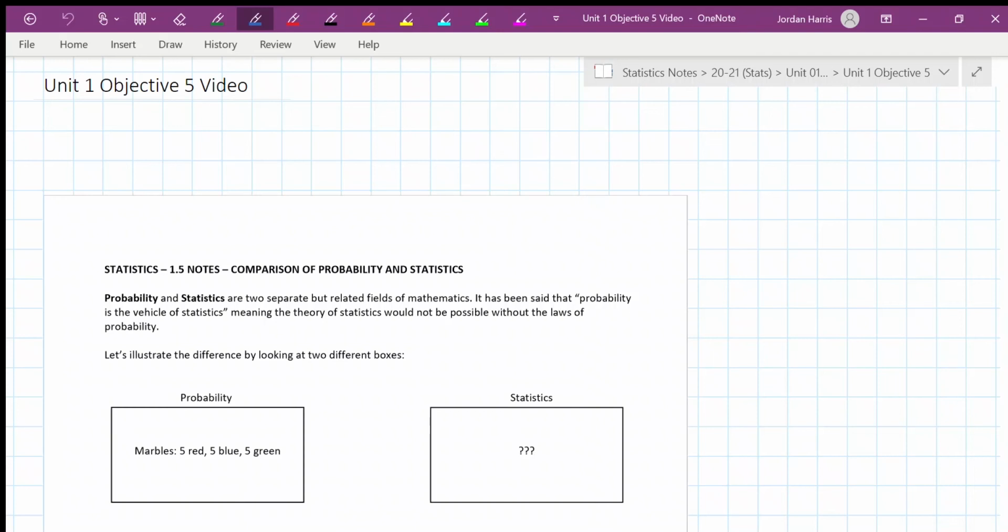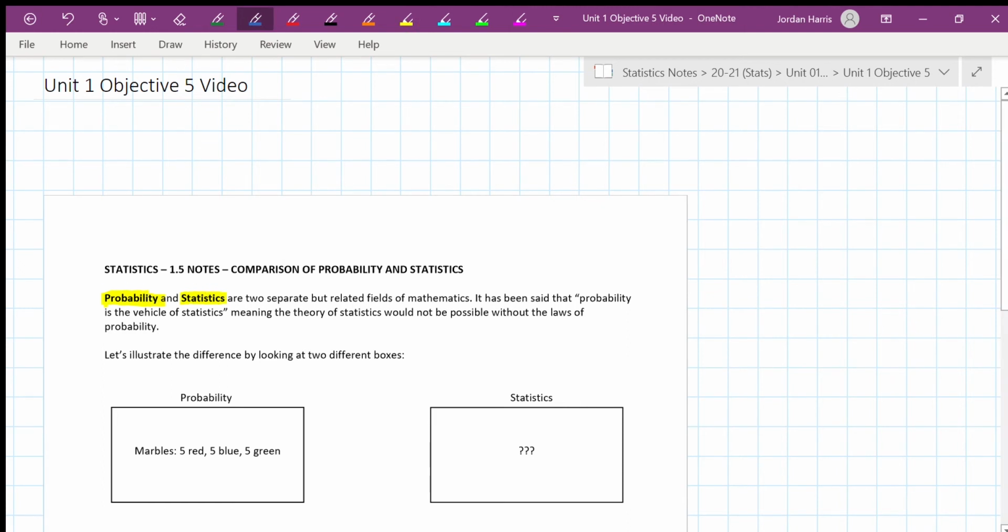Alright, this is Unit 1, Objective 5, Comparison of Probability and Statistics. Probability and statistics are two separate but related fields of mathematics. It has been said that probability is the vehicle of statistics, meaning that the theory of statistics would not be possible without the laws of probability. Basically, you need probability to get statistics.